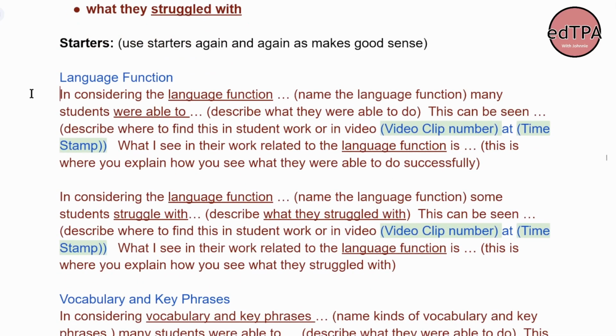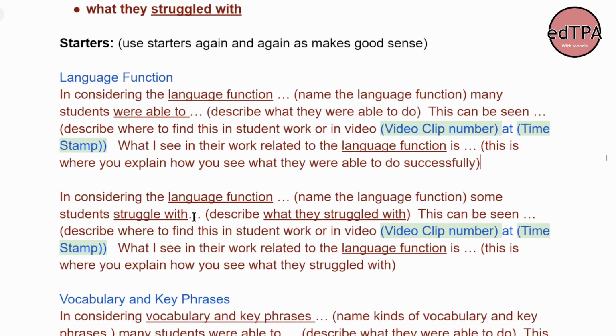Language function. In considering the language function, name the language function, many students were able to describe what they were able to do. This can be seen. Describe where to find this in student work or in video clip number at timestamp. What I see in their work related to the language function is, this is where you explain how you see what they were able to do successfully. So this is about being able to.